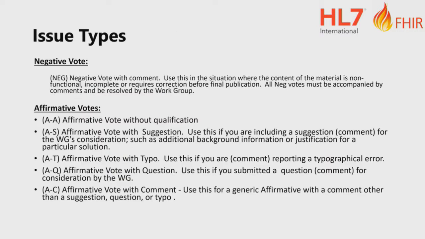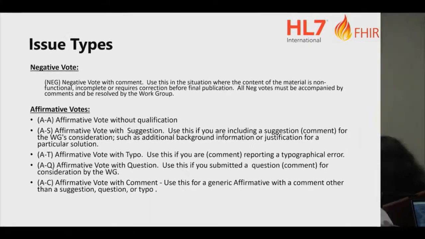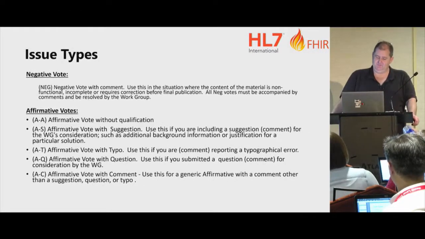All right. And when you make a comment, one of the things you do is indicate the issue type. You can make a negative ballot. You believe that the content of the material is not functional or incomplete or requires correction, and you must provide comments and they have to be resolved by the work group. You can expect to have some discussion with the work group, or the editor, about your comments.